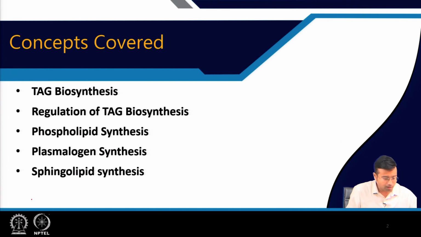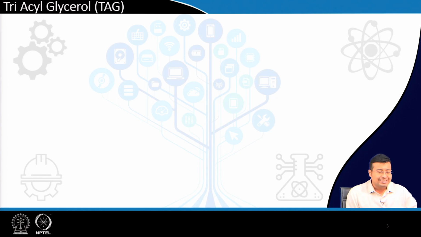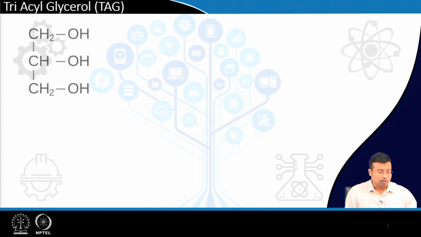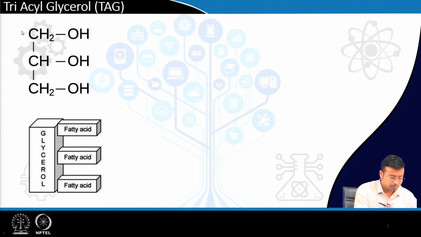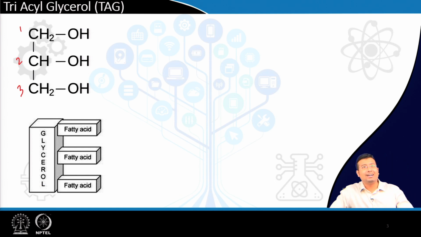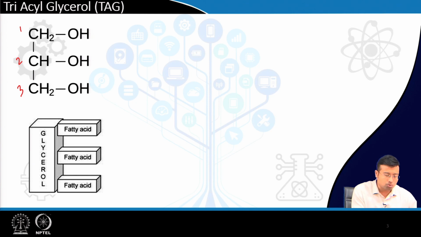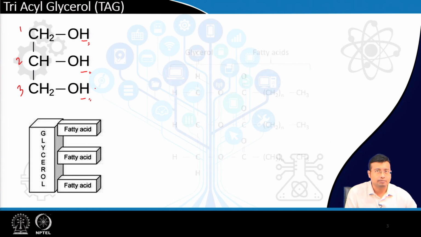Okay. So, to start with, what is triacylglycerol? Now, this is the structure of glycerol. What is glycerol? It is 1, 2, 3 propane triol. Okay, this is glycerol. Now, we can attach a fatty acid molecule to each and every OH group. We can simply replace this hydrogen with a fatty acid.